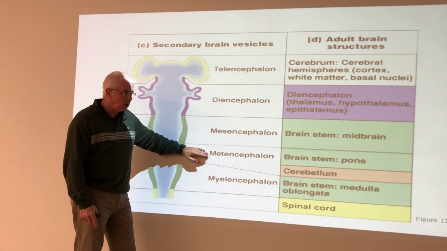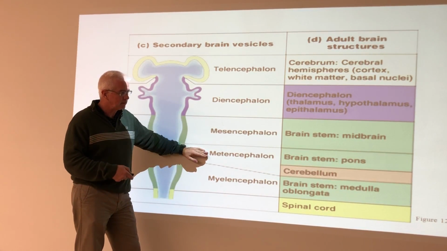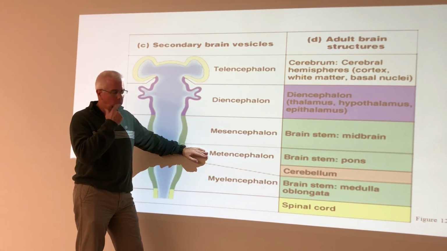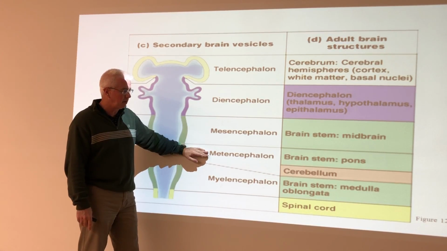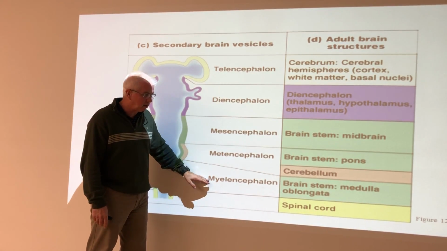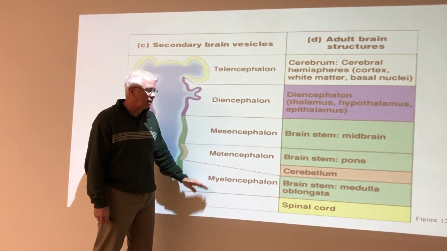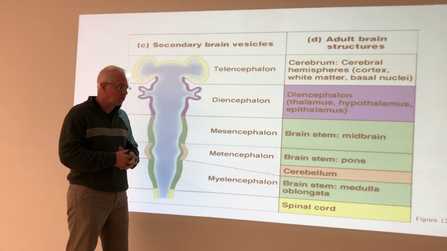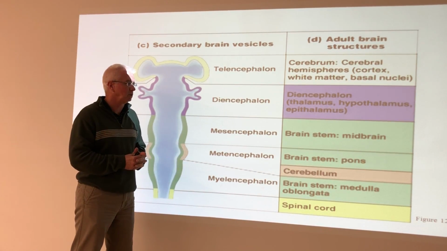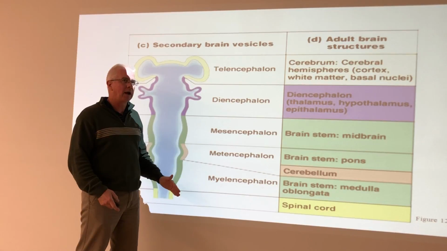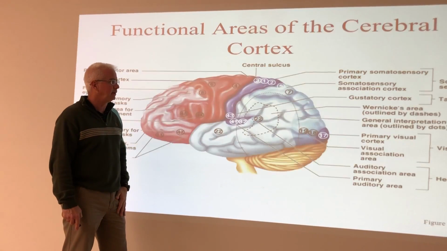The metencephalon will be the pons, but the cerebellum is also related. So we'll bring up a couple of things about the cerebellum here. And then the myelencephalon is the medulla, and we'll spend a little time talking about the medulla and its important functions. This is the outline that I will use to talk about the brain.